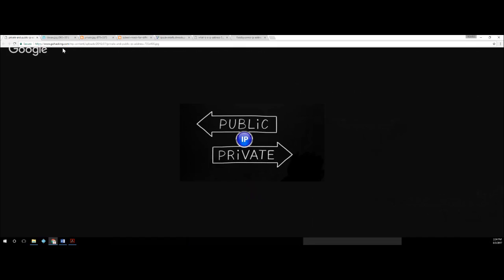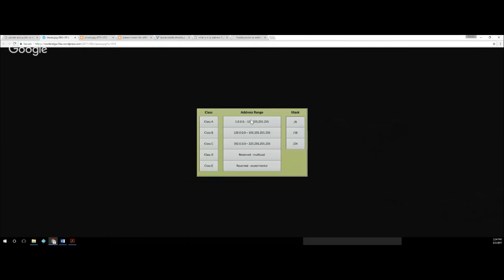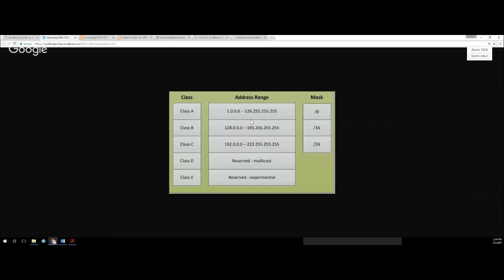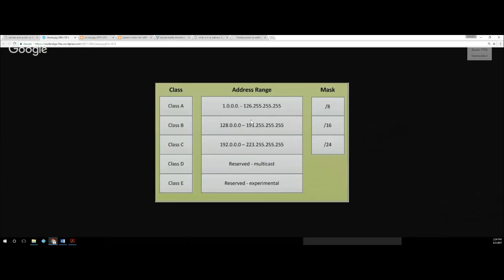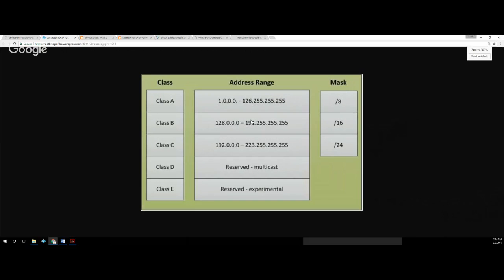So we need to take a look at public versus private IP addressing. The first thing I want you to look at are these ranges. Let me make that a little bit bigger on your screen. The classes that we are concerned with at the A+ level are Alpha, Bravo, and Charlie. When you take a look at this list, these are the public IP ranges for each class, meaning class A goes from 1 through 126.